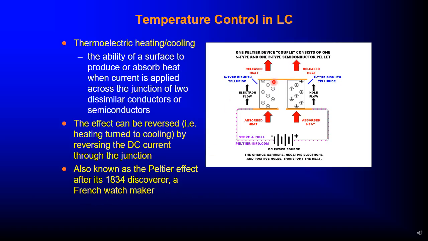So one of the Peltier device couples consists of one N-type and one P-type semiconductor itself. So you can be able to see.